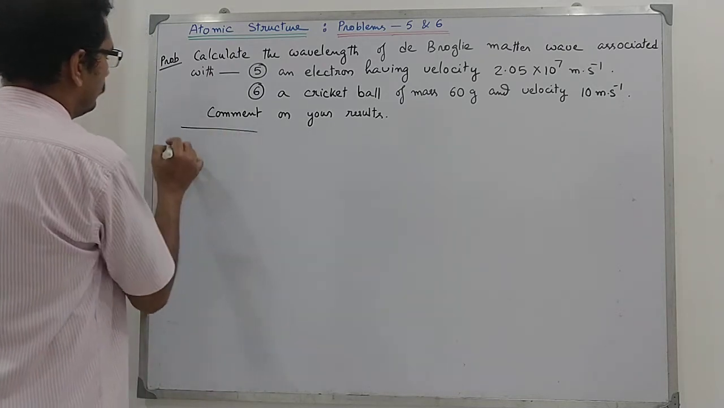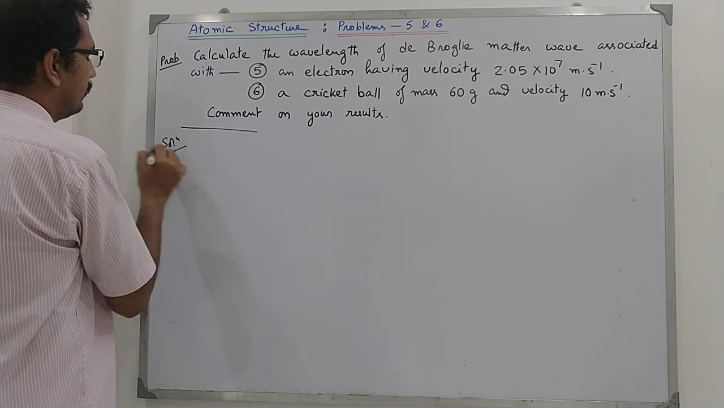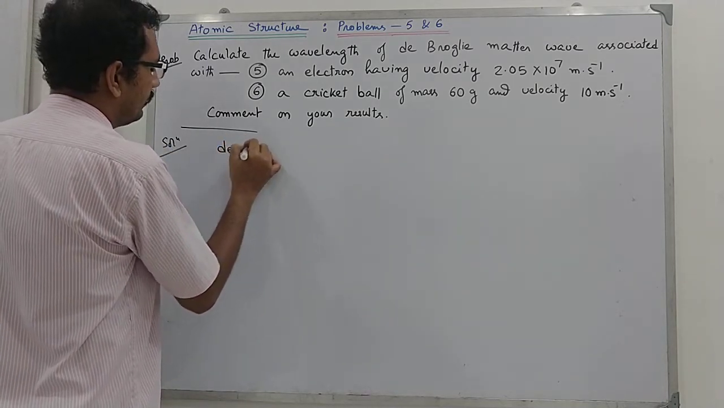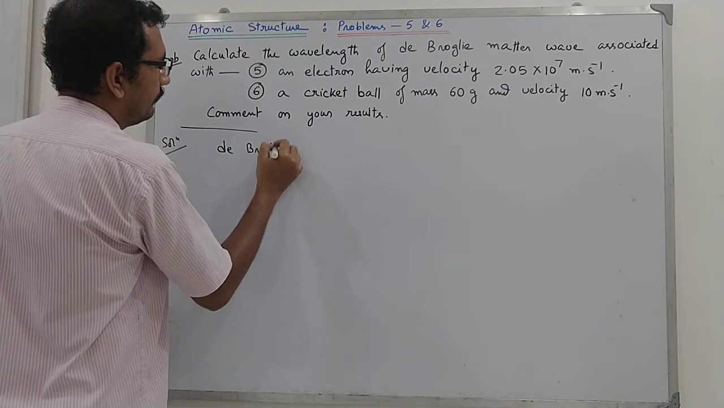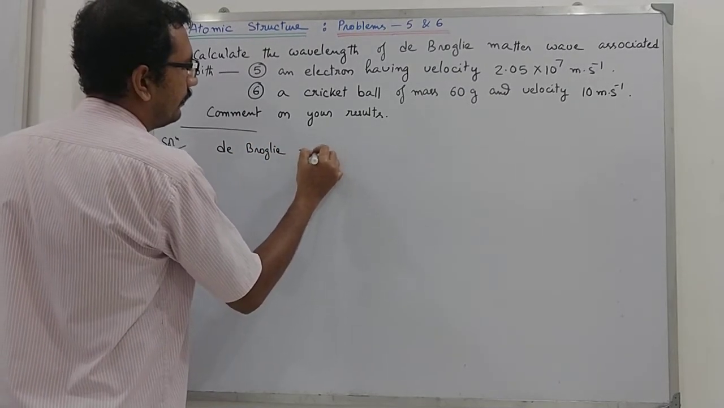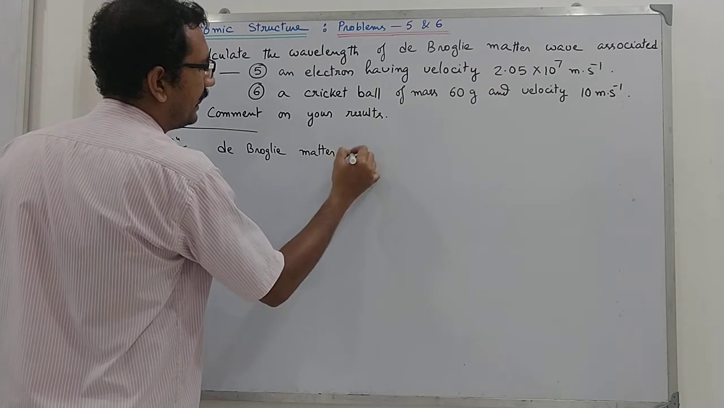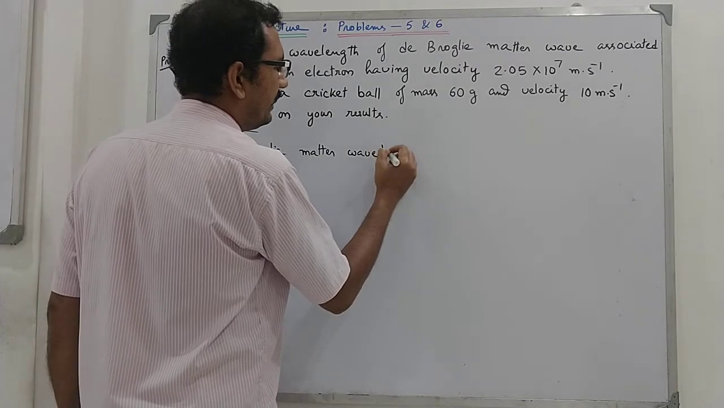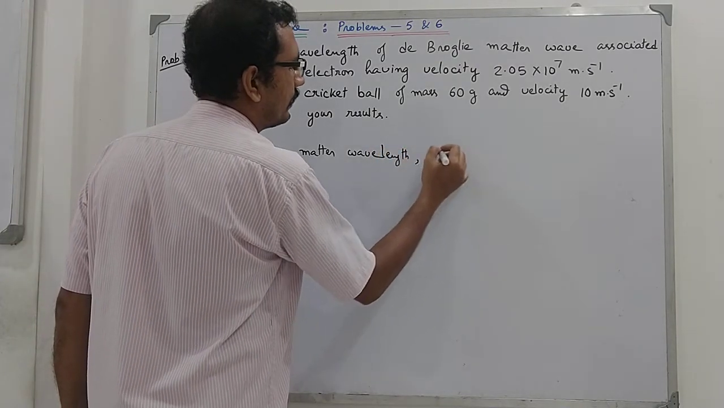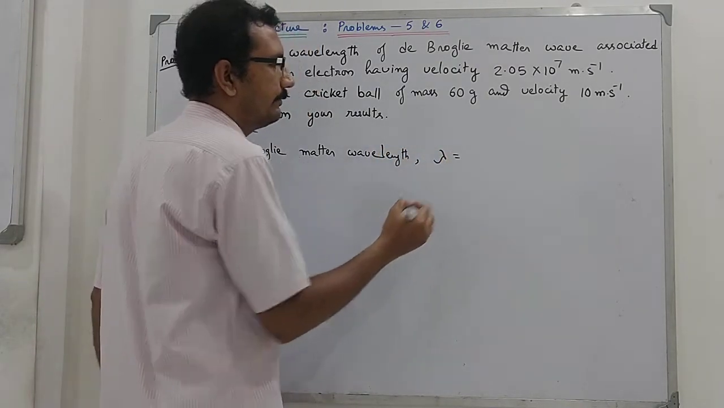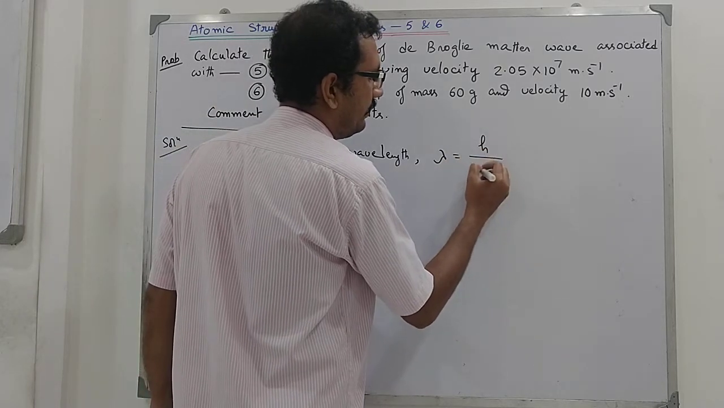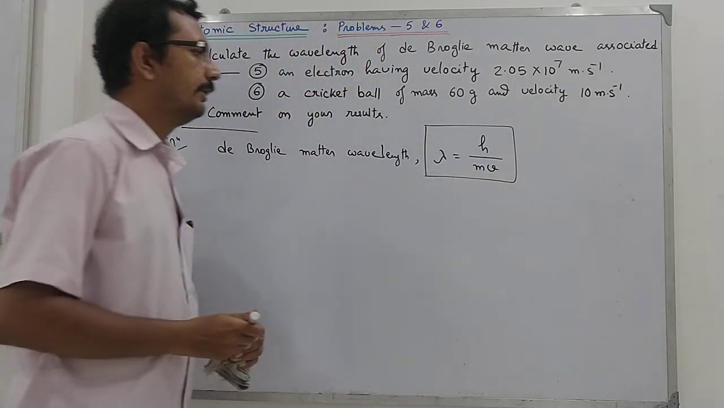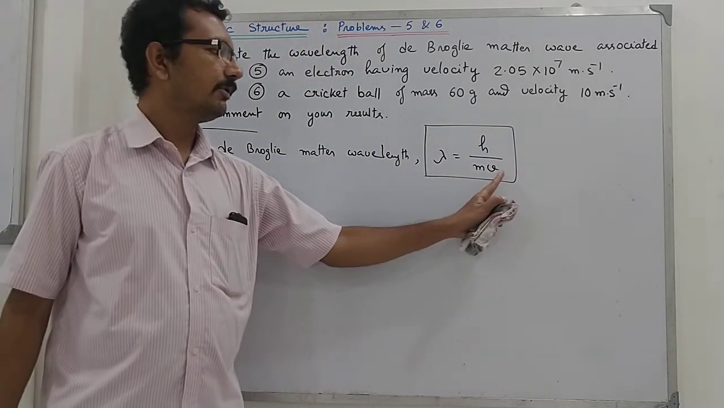Now, solution. So first we have to know the de Broglie matter wave relation. The de Broglie matter wavelength lambda is given by h by mv. That is, wavelength is Planck's constant upon the momentum of the particle.